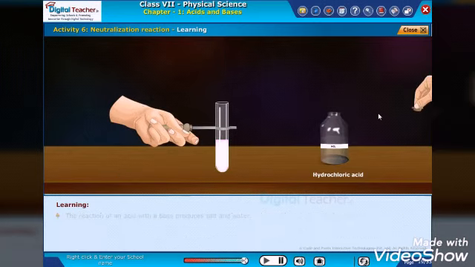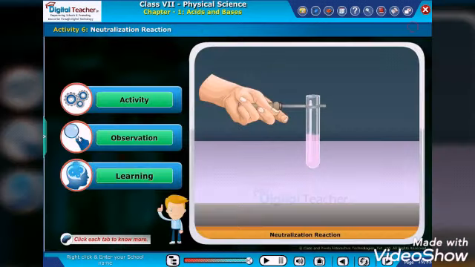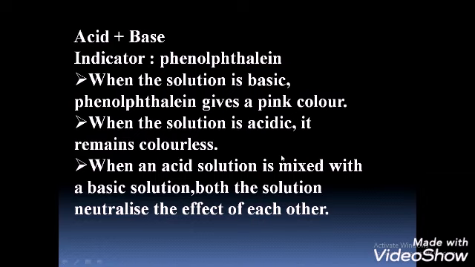The reaction of an acid with a base produces salt and water. When the solution is basic, phenolphthalein gives a pink color. We already saw that when the solution is acidic, it remains colorless. When an acid solution is mixed with a basic solution, what happens? Both solutions neutralize the effect of each other.